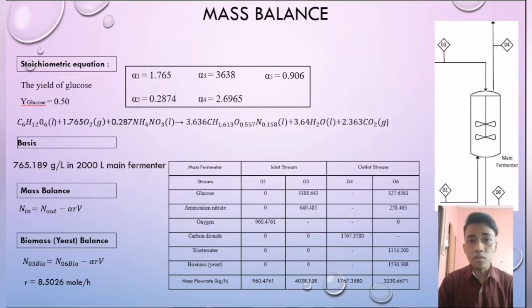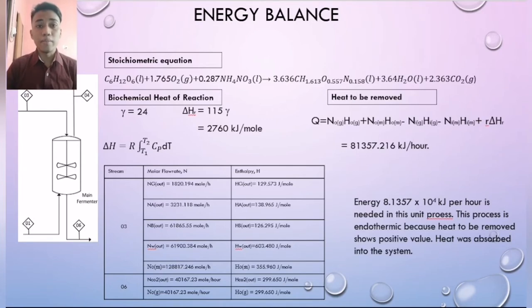Then we can continue to find mass balance in the fermenter using the formula shown on the slide and using the basis of glucose in fermenter, which is 765.189 gram per liter in 2000 liter fermenter. By using the formula for biomass balance, we determine unknown R in the equation, which is 8.5026 mol per hour, and then we can find mass balance for other elements, inlet and outlet stream, which is shown in the table.